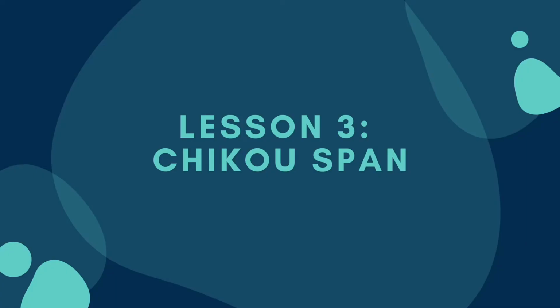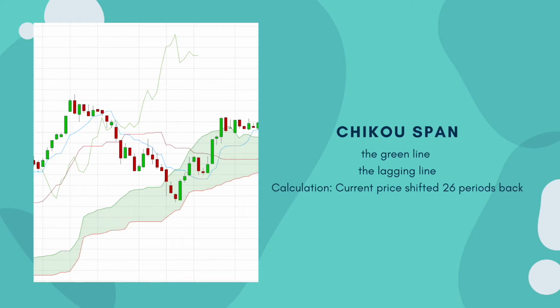Next, we will talk about the Chikou span. The Chikou span is the green line. It is also known as the lagging line because it is behind the current price by 26 periods. The Chikou span is one of the most underutilized yet more important aspects of the Ichimoku system.